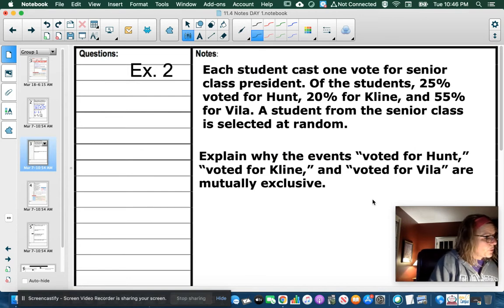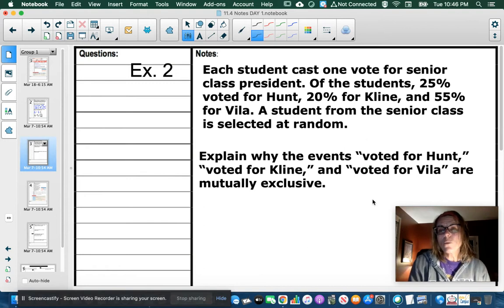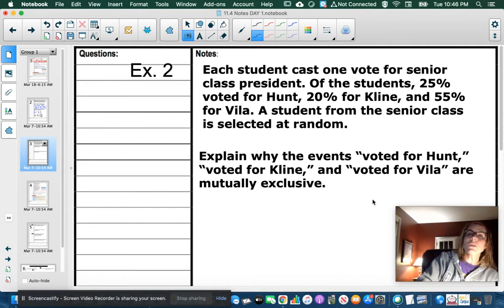Example 2. Each student cast one vote for senior class president. Of the students, 25% voted for Hunt, 20% voted for Klein, and 55% voted for Vila. A student from the senior class is selected at random. Explain why the events voted for Hunt, voted for Klein, and voted for Vila are mutually exclusive.